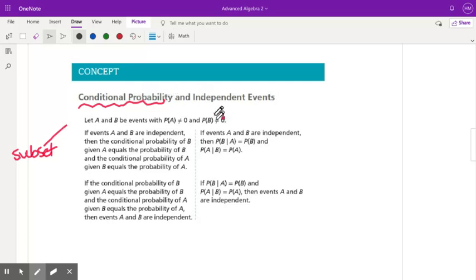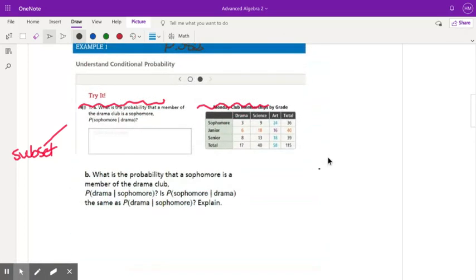Independence is when you are trying to see if one event's outcome has an effect on the other one. So in the example before, would the fact that you knew someone was a drama student help you know if they were a sophomore, junior, or senior? Does being in drama have anything to do with the grade level? Does being in the art club have anything to do with your grade level, or vice versa?